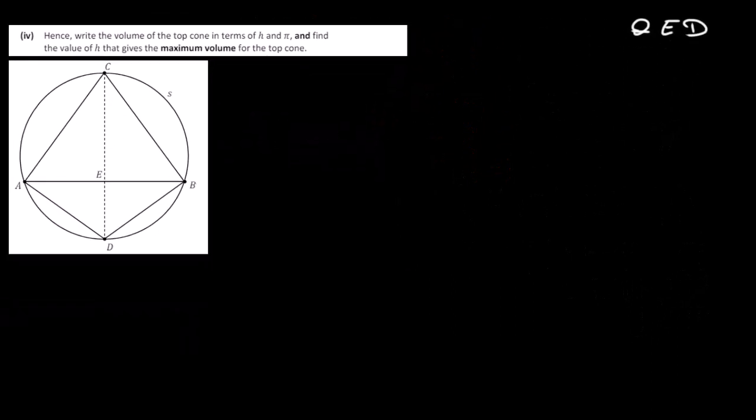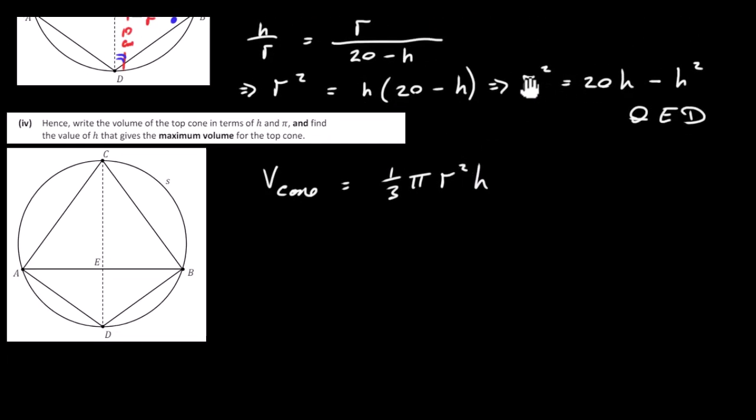So hence write the volume of the top cone in terms of h and pi and find the value of h that gives the maximum volume for the top cone. You've got to find the volume of a cone first. The volume of a cone is 1/3 pi r squared h. Now if you remember up here we were told that r squared is equal to 20h minus h squared. So instead of the r squared here we can just put in 20h minus h squared.